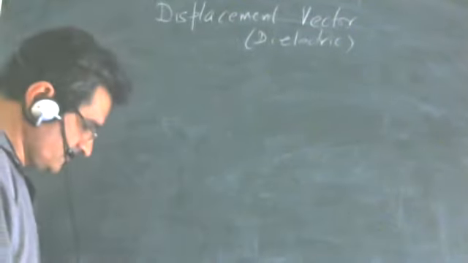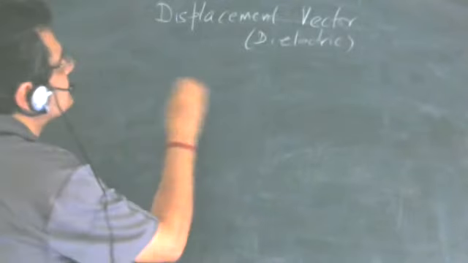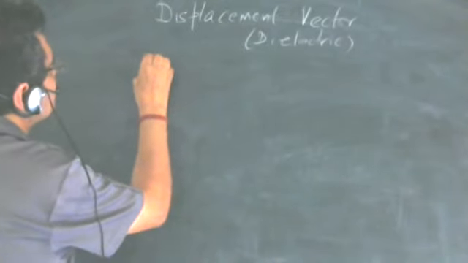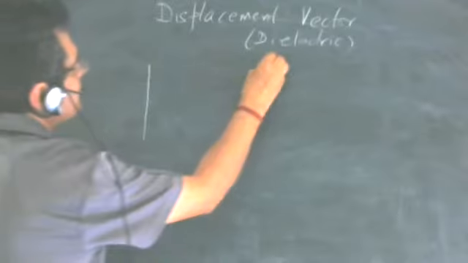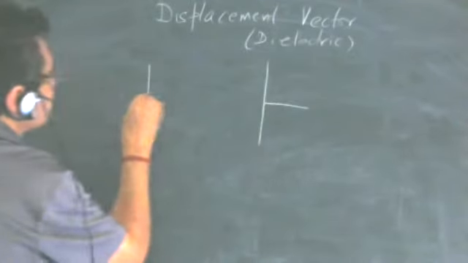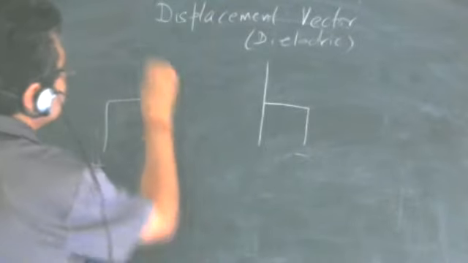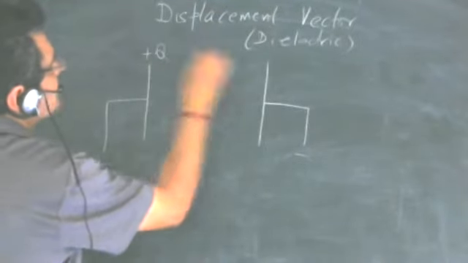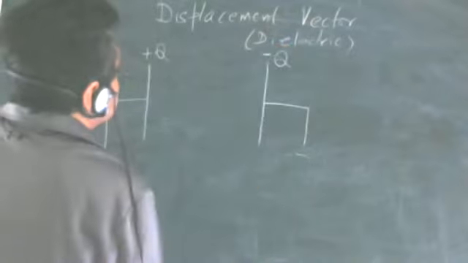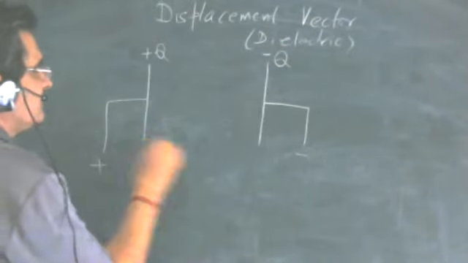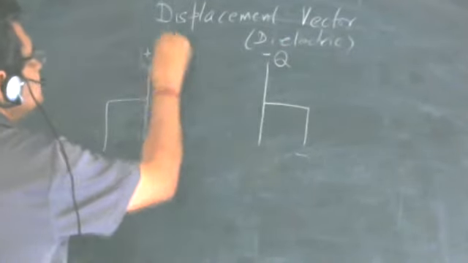In this video, we will cover the concept of displacement vector for dielectric. Just a small introduction before that. We take a capacitor and apply voltage. This is plus, this is minus. You have plus Q here, minus Q here. The charges which are appearing on the plates of the capacitor are called free charges.